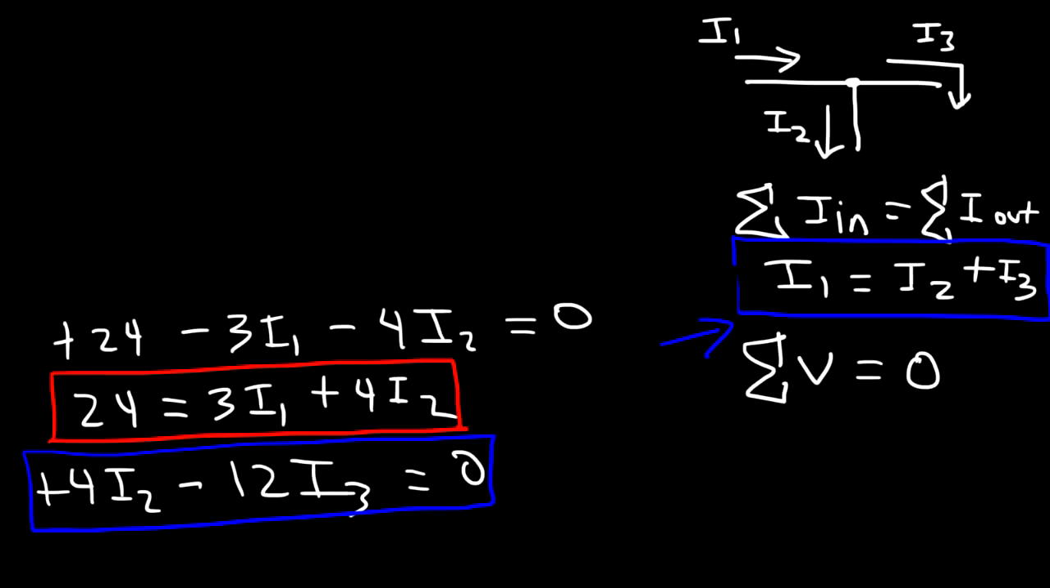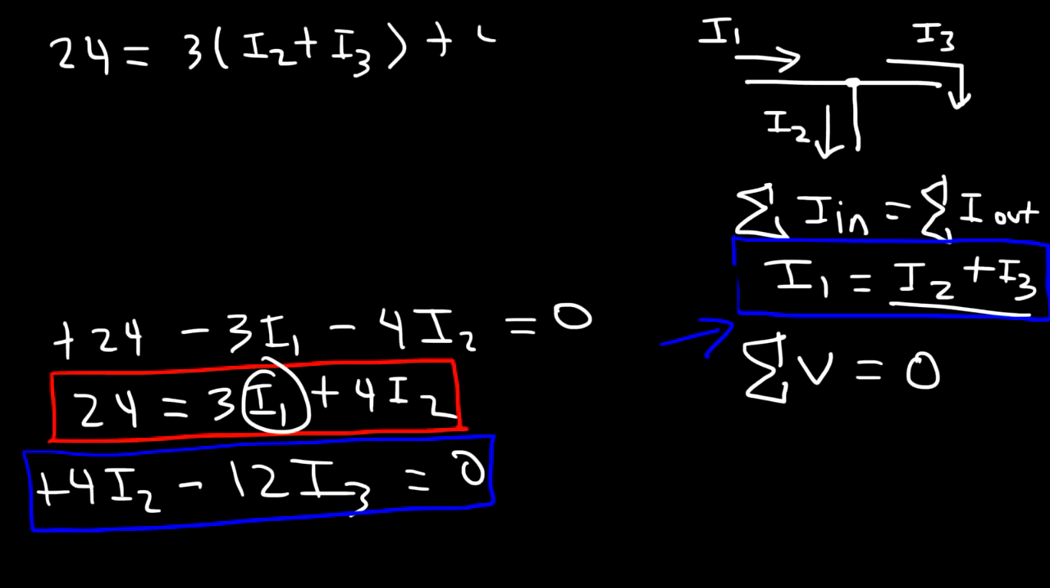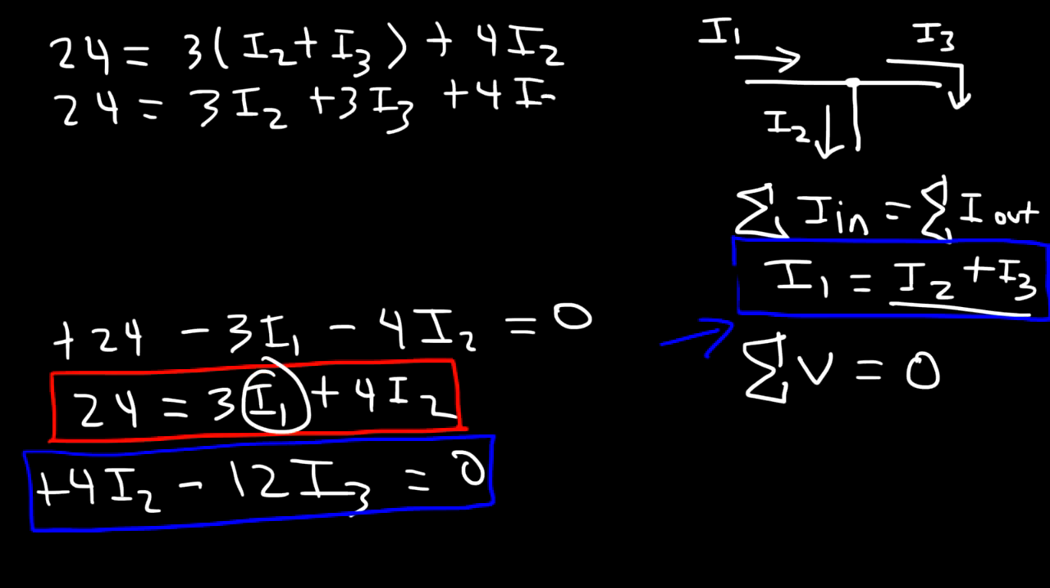So what I'm going to do in this case is replace I1 with I2 plus I3, because it's equal to that. So 24 is equal to 3 times I2 plus I3 plus 4I2. And so 24 is equal to 3I2 plus 3I3 plus 4I2. And now we can combine like terms. So far we have 24 is equal to 7I2 plus 3I3.